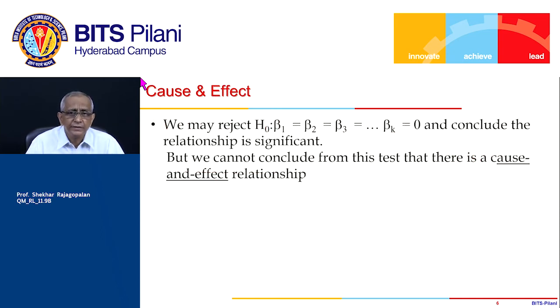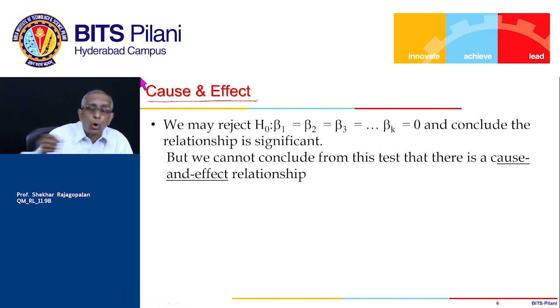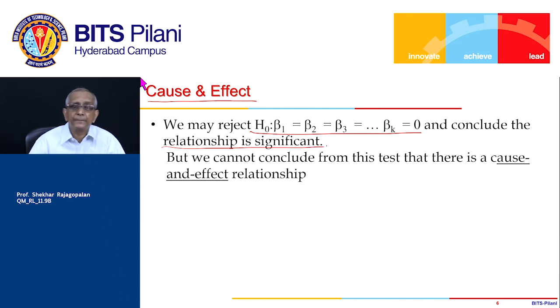I have mentioned this earlier and I'm mentioning it again. We must be careful about cause and effect. Just because we've accepted the regression model, that doesn't mean that there is a cause and effect. That cause and effect will only come from our domain knowledge of the situation. The point is that we may reject the null hypothesis, and we may say that, look, the relationship is significant. But we really should not conclude from this test that there is a cause and effect relationship.